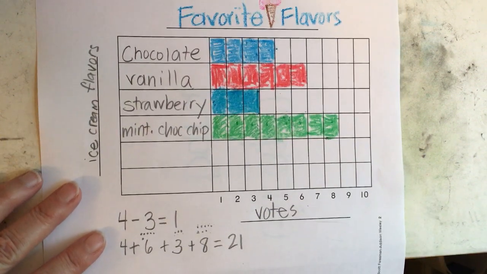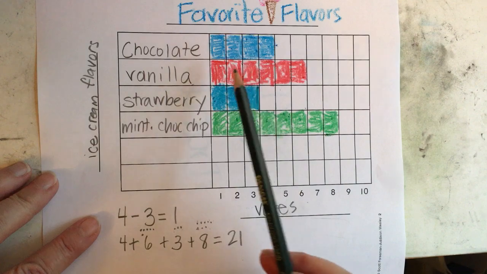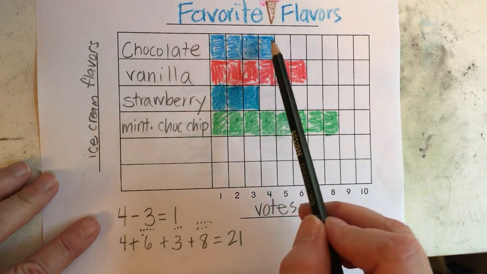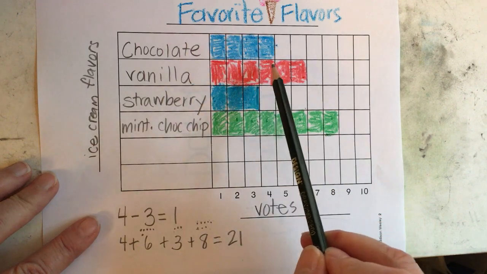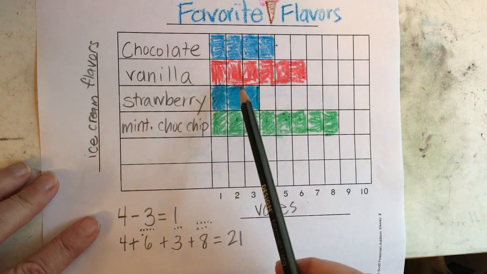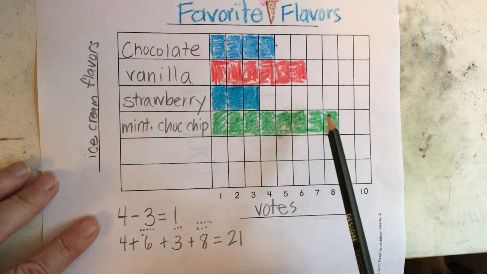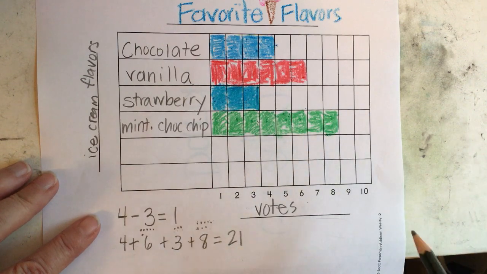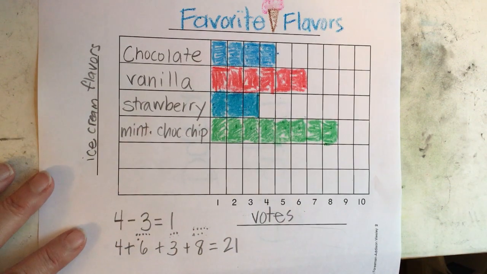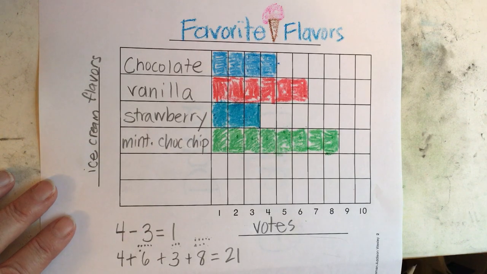Okay. And now let's see if I was right. Let's count up all the boxes we colored. 1, 2, 3, 4, 5, 6, 7, 8, 9, 10, 11, 12, 13, 14, 15, 16, 17, 18, 19, 20, 21. Ding, ding, ding. 21 people voted in my neighborhood poll.